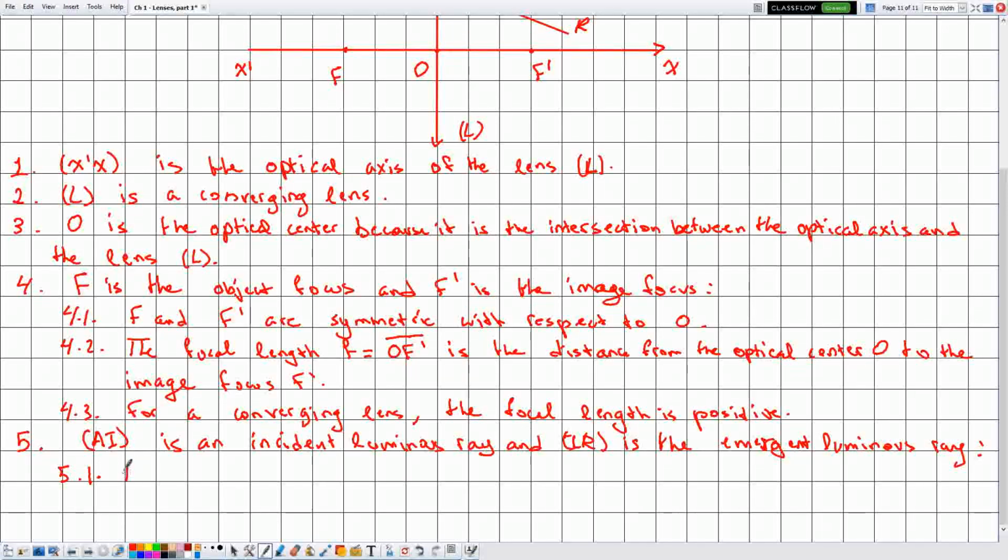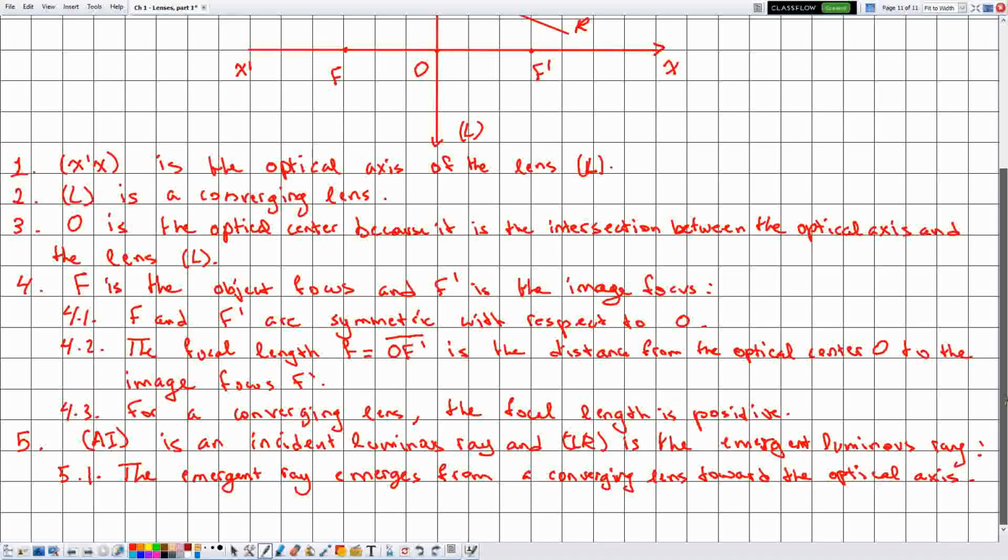Property 1: the emergent ray emerges from a converging lens toward the optical axis. So this is the effect of a converging lens on a ray of light.